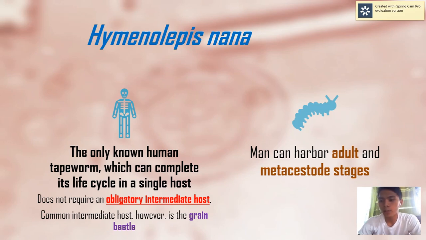So man can harbor adult and metacestode stages. Now this metacestode is another name for the larval stage. Some books would use the word juvenile stage or the metacestode stage or the larval stage. They are just the same. So don't be confused with those words. They just refer to the larval stage of the parasite.